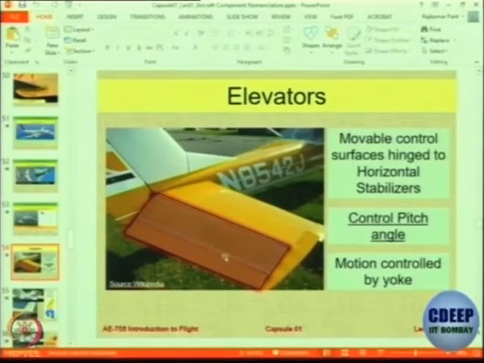Then you have elevators. This part is the elevator, which is the movable part of a tail. Sometimes we have all moving tails also, mostly in military aircraft, but in transport aircraft normally you have a fixed part called a stabilizer or a fin and the moving part called the elevator.